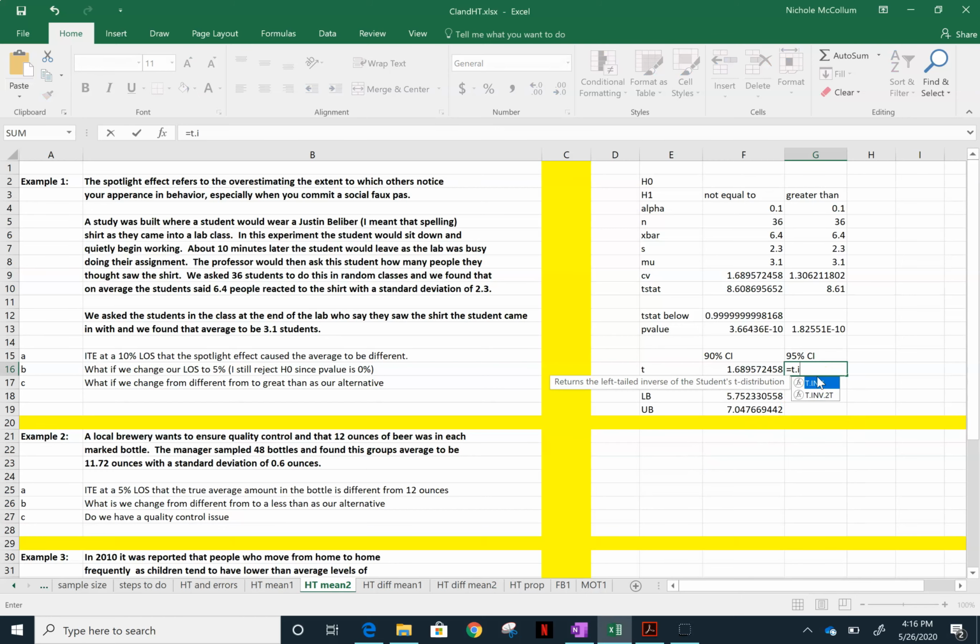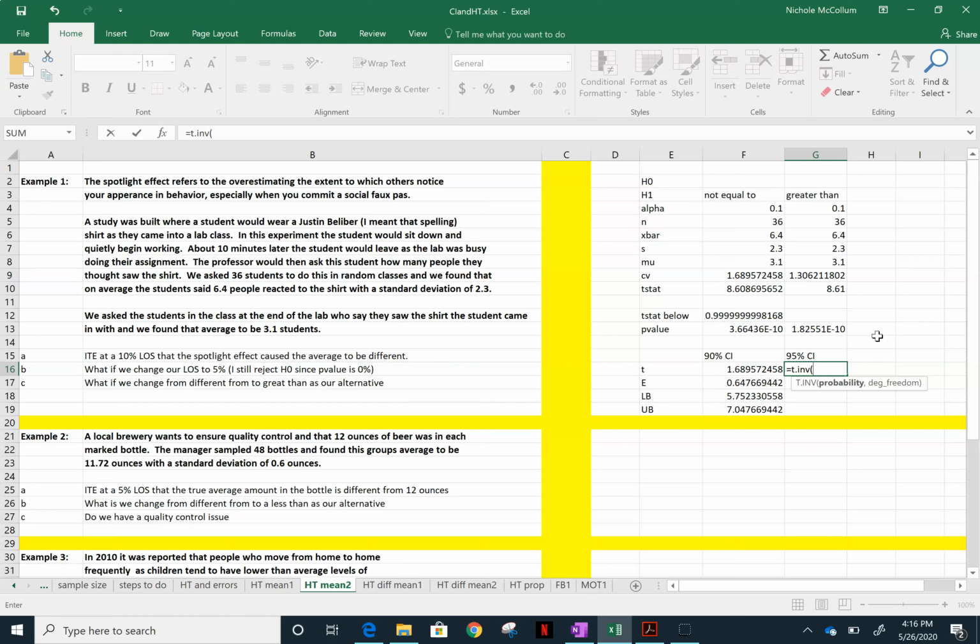Equals T.INV. Again, the only time I use T.DIST is when I'm doing the p-value. Other than that, I'm using T.INV, okay? T.INV finds my critical values, my critical edges in the confidence interval. And just getting used to the code, I would write down in your own words how you find each piece. How did I know to use T.INV? Because T.INV finds the critical bars for the confidence intervals.